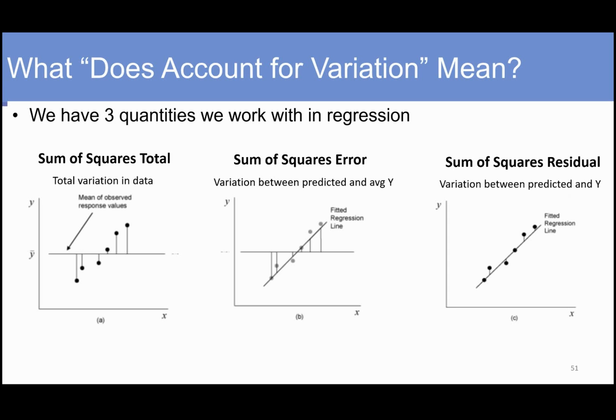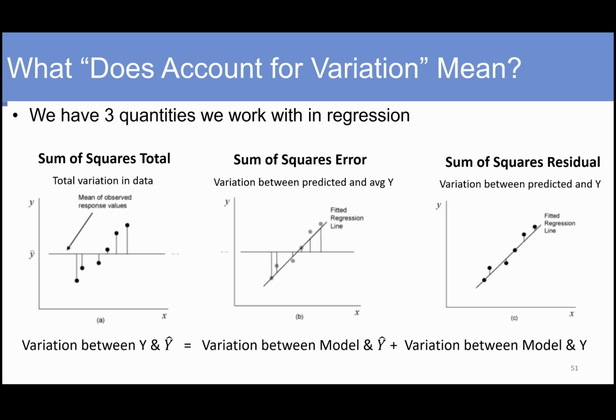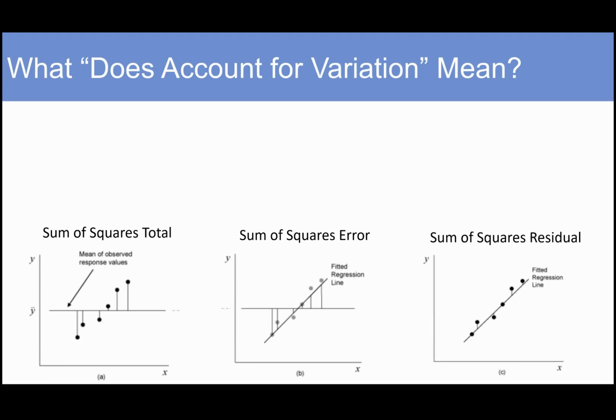There's a beautiful relationship that you get. It turns out that you can partition the variation. We can say the total variation can be written as the variation accounted for by the model plus the variation unaccounted for by the model. So there's this little formula that arises. Now, what does this have to do with the model and how well it fits? So these are our three terms: total variation, variation accounted for by the model, variation unaccounted for by the model.